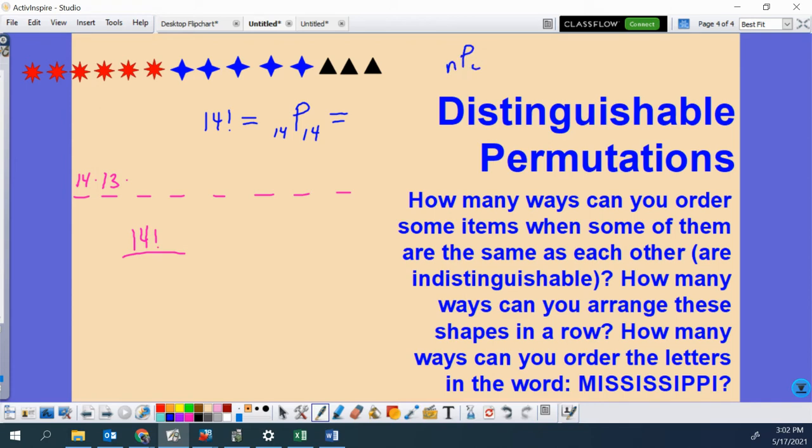nPr, and you saw this in the last video if you watched that, is n factorial over n minus r factorial. So in this case with 14P14, it would be 14 factorial over 14 minus 14 factorial. And if you're looking at that, scratching your head like, wait a minute, what's going on in the denominator there? You should know, it's important to know this for combinatorics in particular, that 0 factorial is 1.